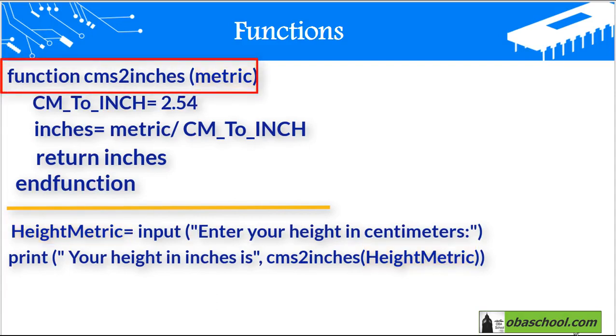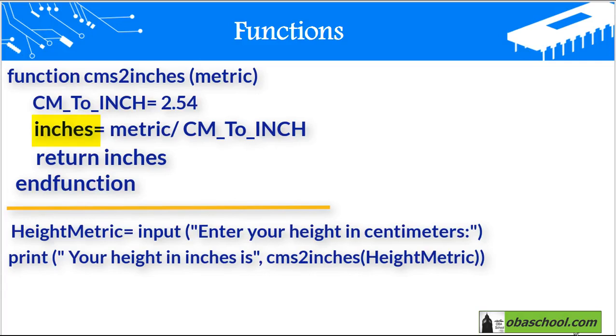So we have in this function the variable cm_2_inch with the value 2.54, and we have the variable inches which contains the metric, which is the height metric, which contains the value that the user entered. The value we divided by the variable cm_2_inch and the answer will be saved in variable inches.